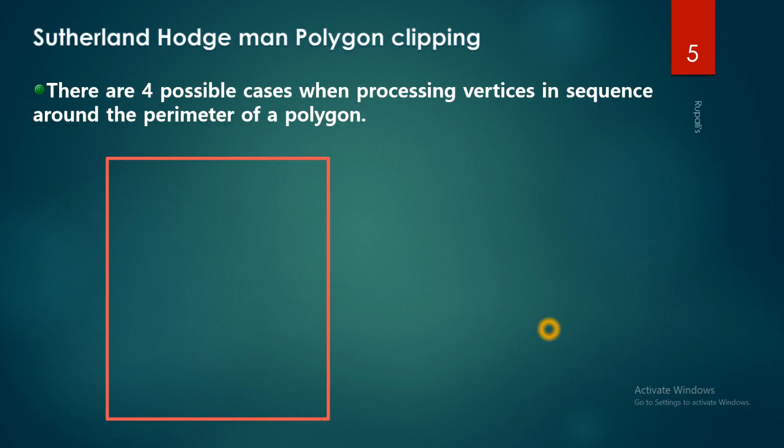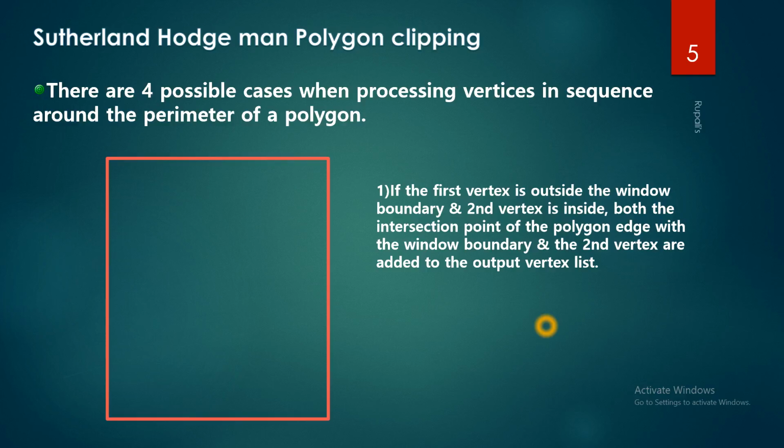There are four possible cases when processing vertices in sequence around the perimeter of a polygon. Case 1: if the first vertex is outside the window boundary and the second is inside the window boundary, then both the intersection point of the polygon edge with the window boundary and the second vertex are added to the output vertex list. Save the intersection point and the second vertex.